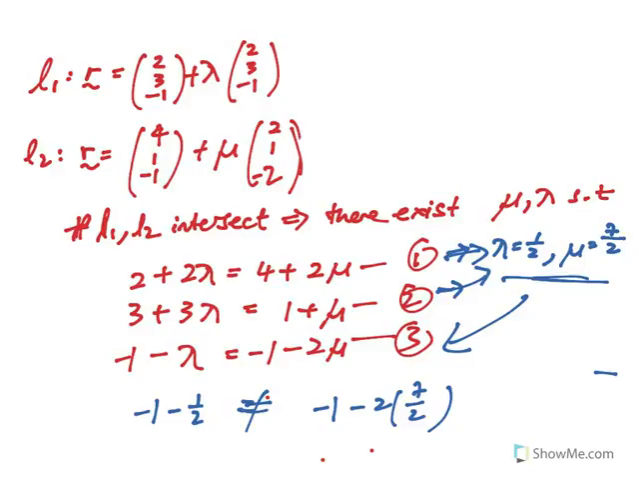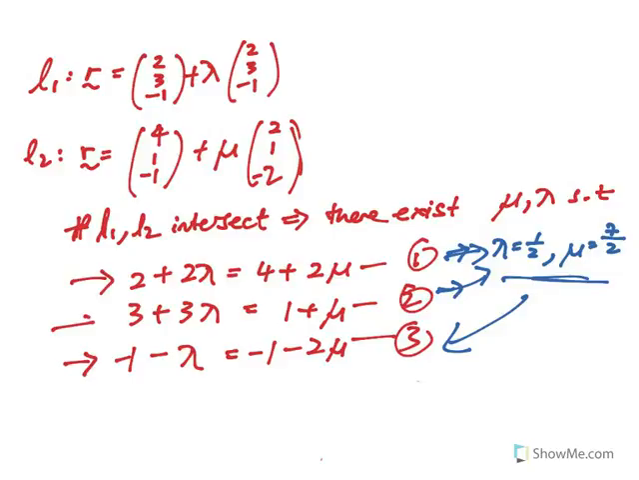Let me check. You should get the same answer. Your lambda and mu could be different from mine. There are a lot of differences. And so here you sub into 3, it cannot. Some of you use 1 and 3, then you sub into 2, also cannot.